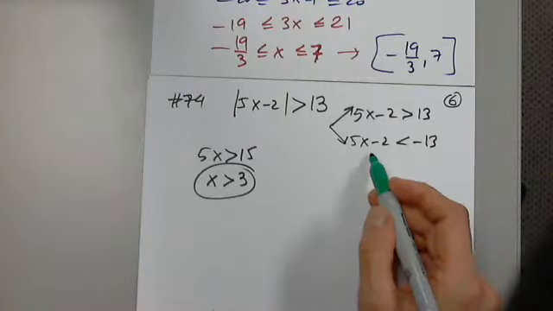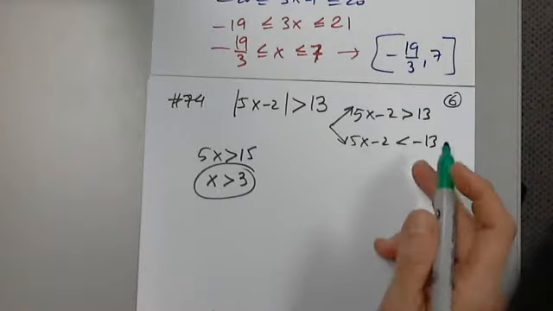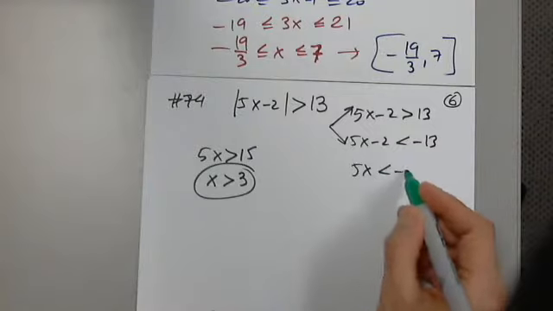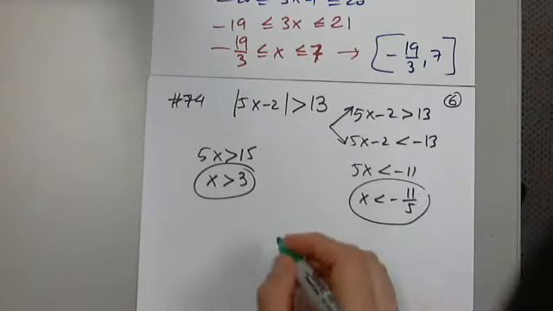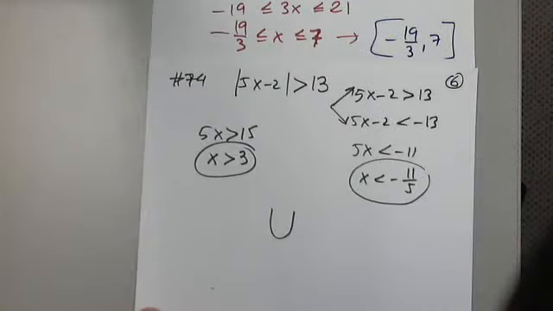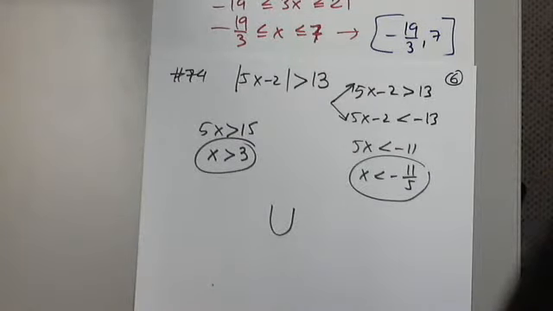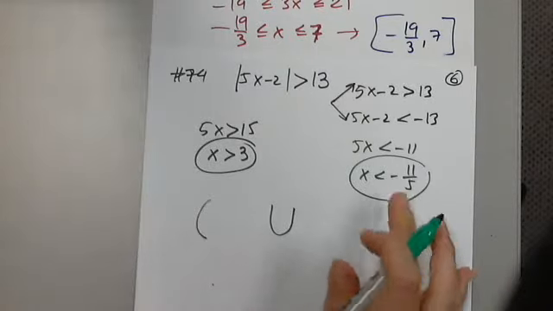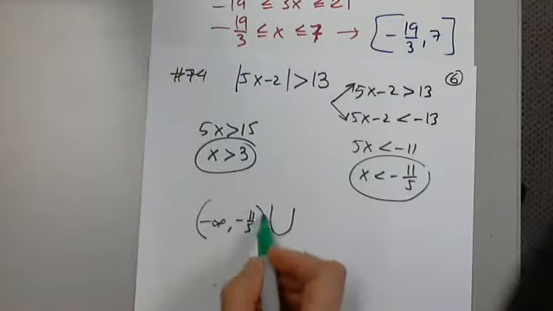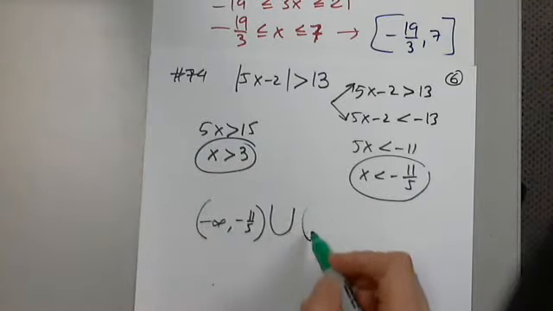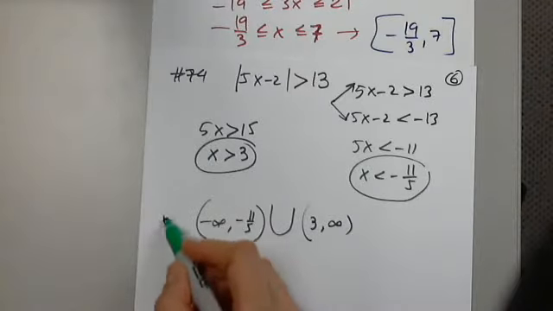I solve the second one, adding 2. So 5x less than negative 11, x less than negative 11 fifths. And now please tell me how to write the solution. Parentheses, negative infinity to negative 11 fifths, parentheses, union, same thing, parentheses, 3 to positive infinity.